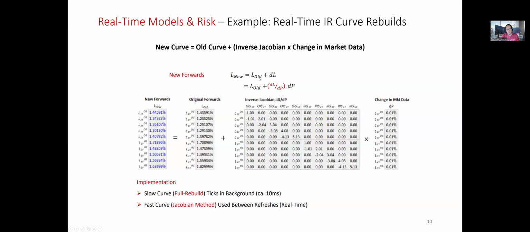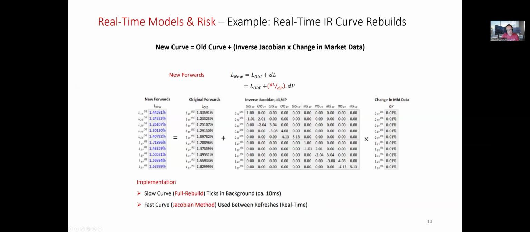We take the original forwards, which you see here. So you calibrate once using a full rebuild, which may be fast, which may be slow, and then we take the inverse Jacobian and we multiply that by the change in market data. These two things together, the inverse Jacobian and the market data, tell you how the forward curve has changed, and you just add that change onto the original forwards to get your new forwards.